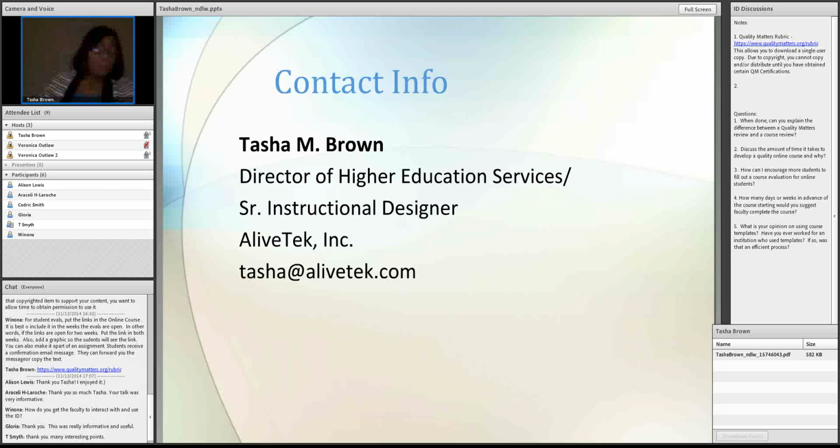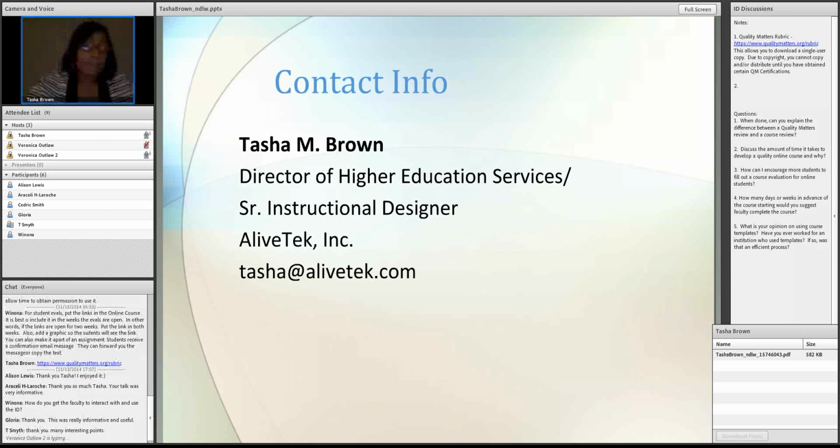How do you get the faculty to interact with and use the ID? One thing I had in my previous job, faculty may not want to come and use an instructional designer. I said, well, I'm here to help you. Your job is to give me the content and I'll help you get this online in the best format. How can I help you reduce your load? You're already having to teach. You're already having to conduct research. You're already having to do other activities. So how can I help you develop a quality course?